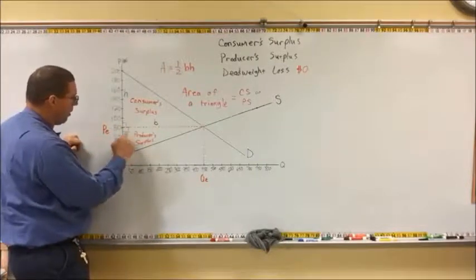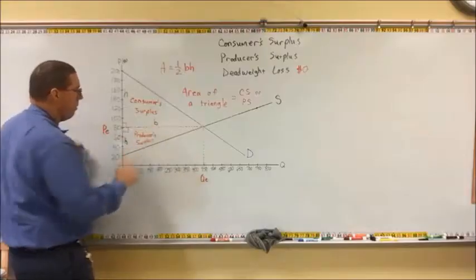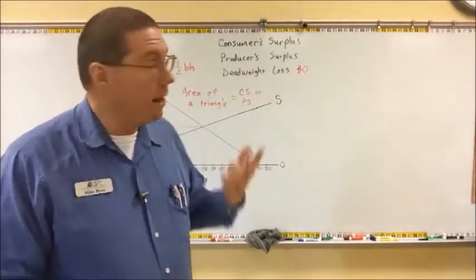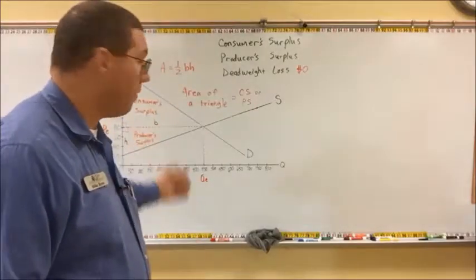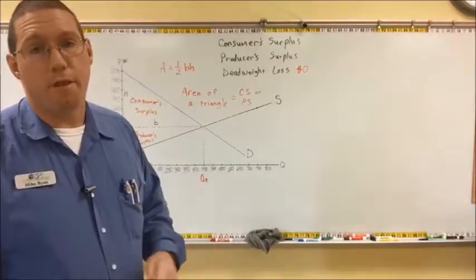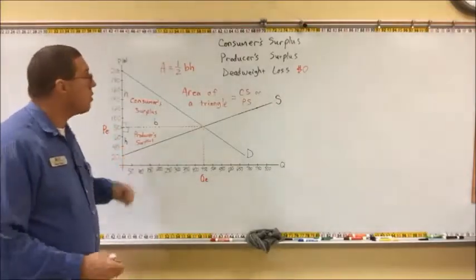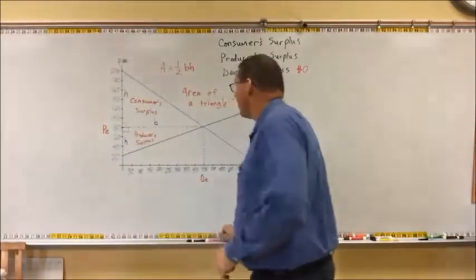That's the height. And the base is the distance from here to here, base. So the consumer surplus and the producer surplus in an efficient market have the same base, but they could have different heights. Okay?